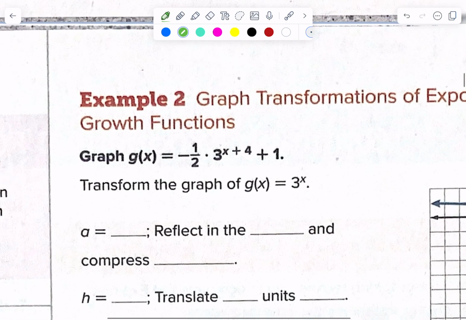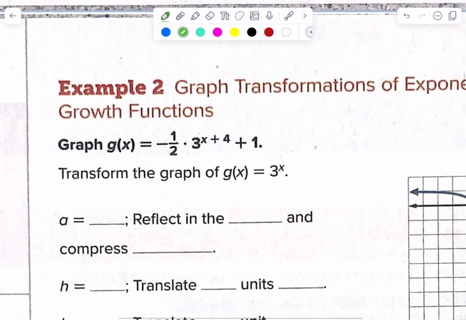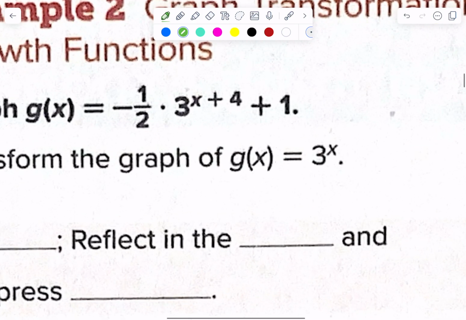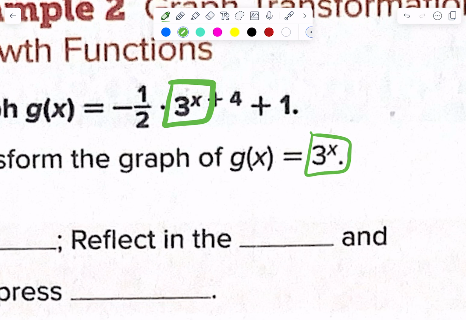Okay, here's the deal. Example 2, let's figure out what's happening to this function. So I'm going to single out, it says my parent function is 3 to the x power. We've got a lot of things happening. The plus 4 is doing something, the plus 1 is doing something, the 1/2 is doing something, and the negative is doing something. Woo, that's a lot of stuff. Okay, how is the 4 moving him?